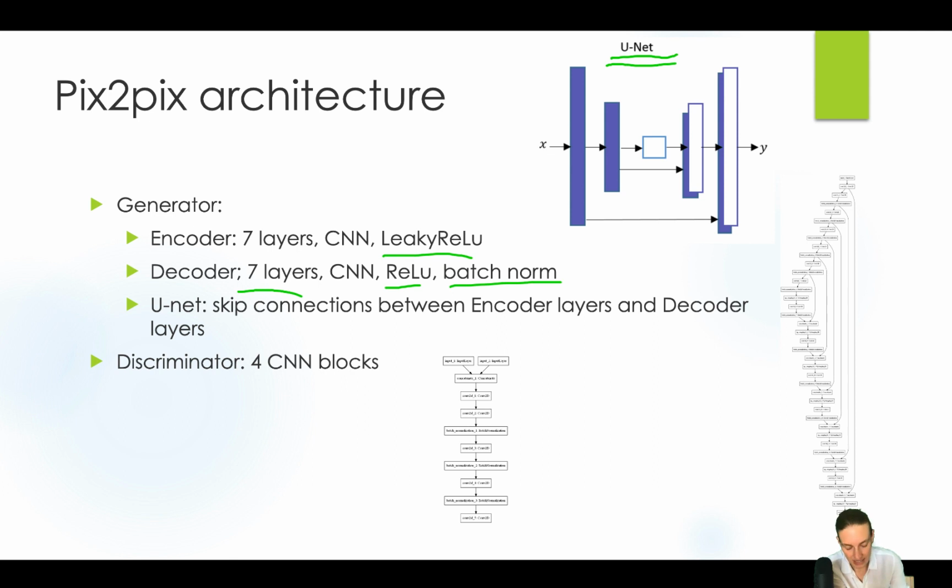Okay. The UNet has skip connections between the encoder layer and the decoder layer, which you're also familiar with. It makes sure that because we have such a deep network, we don't lose information. And every now and then there'll be a skip connection which looks back at the previous layers so that no information is lost. Okay. The discriminator consists of 4 CNN blocks here.